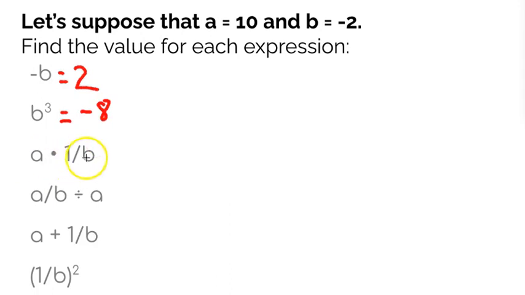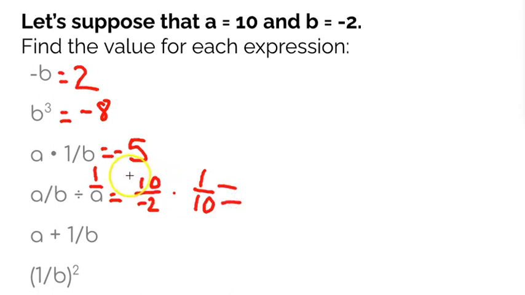What about a times 1 over b? A is 10, and then times negative 1/2. Yeah, it's going to be negative 10 halves, which is the same as negative 5. What about a over b divided by a? Well, we can rewrite this one, can't we? It's 10 over negative 2 times, and we can flip this, so we have 1 over 10. We can actually cross cancel, and that gets us down to negative 1/2.